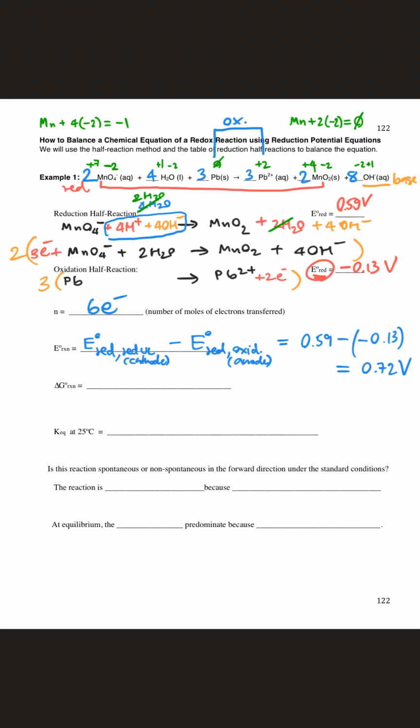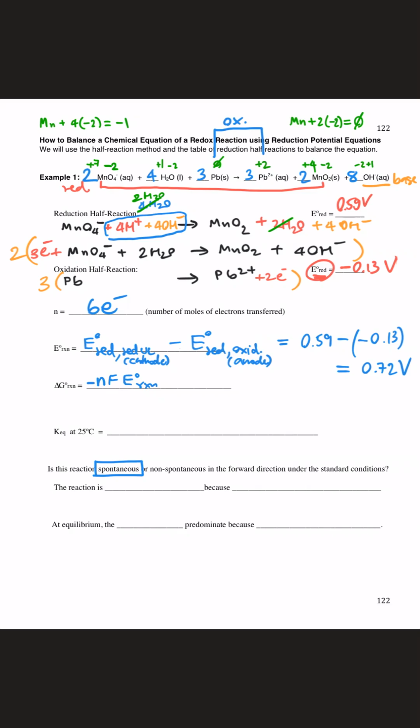Therefore, if you go back up to the question below, is this reaction spontaneous or non-spontaneous in the forward direction? The answer is that this reaction is spontaneous in the forward direction because the standard reaction potential is positive. You can also determine this by looking at the sign of delta G. To calculate delta G, you use the formula from the previous page, which is equal to negative n F E naught reaction.